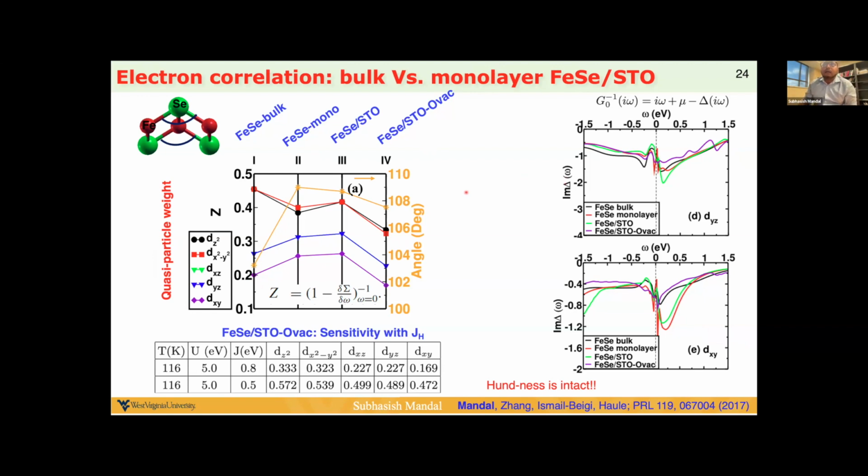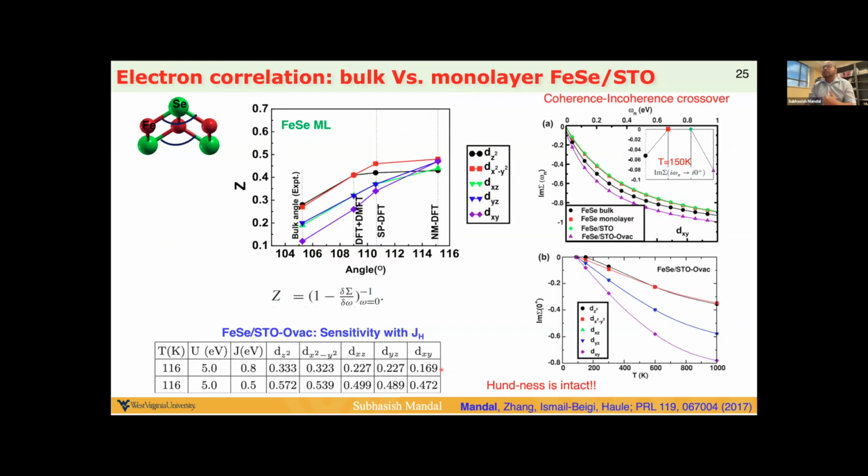And the hybridization function is actually also following the same trend. The FeSe on STO with oxygen vacancies makes things really correlated. And if we change the Hund's coupling J a little bit, the mass changes a lot. So again, the Hundness is intact in the monolayer compound.